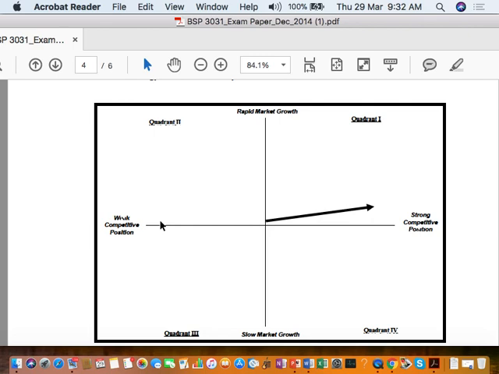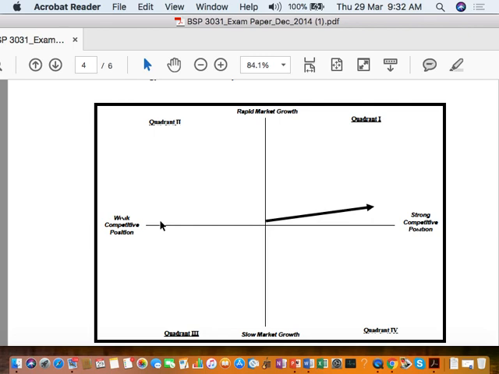Well, you tell me. What do you think? Remember what he said for the axes, for all of the matrices we looked at around strategy, there's always internal factors and external factors, correct? So she's asking whether rapid market growth relates to the company or the industry. The industry, right? It's an industry factor.